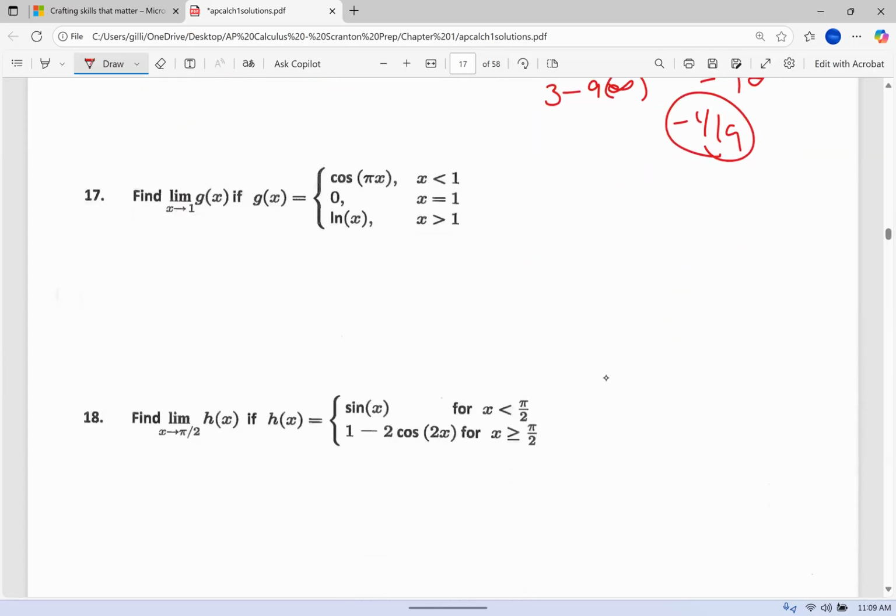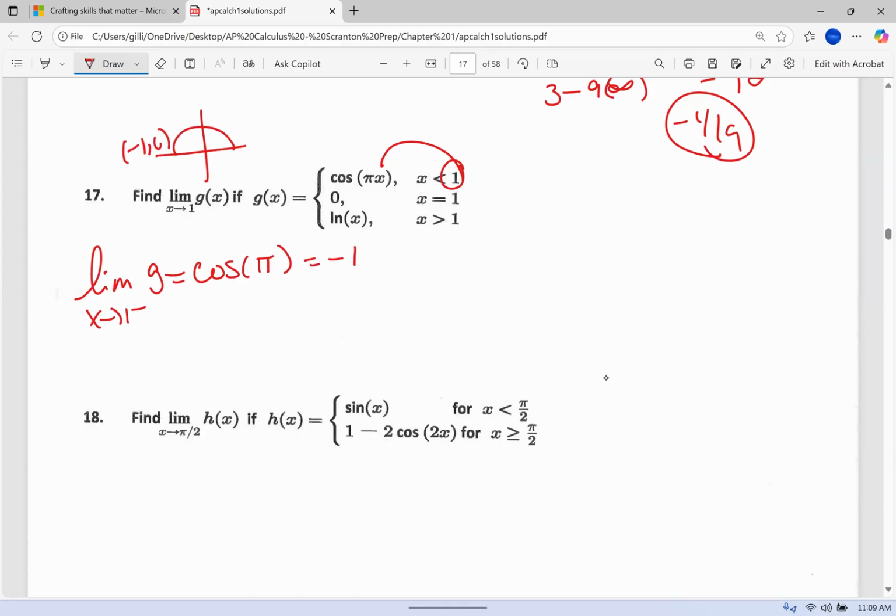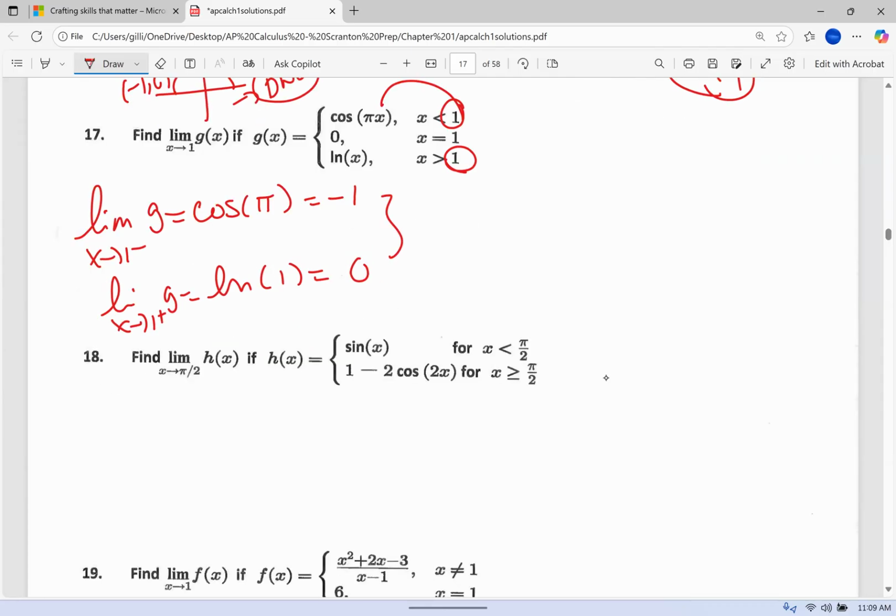In 17, I want the limit. So I need to observe the limit as x approaches 1 from the left of g. I'll just go to this piece, which is the cosine of pi. And the cosine of pi puts me over here. The x-coordinate's negative 1. I'll take the limit as x approaches 1 from the right of g. I'll go to this piece, which is the ln of 1, which is 0. These limits are not the same from the right and the left, therefore that limit's a d and e.